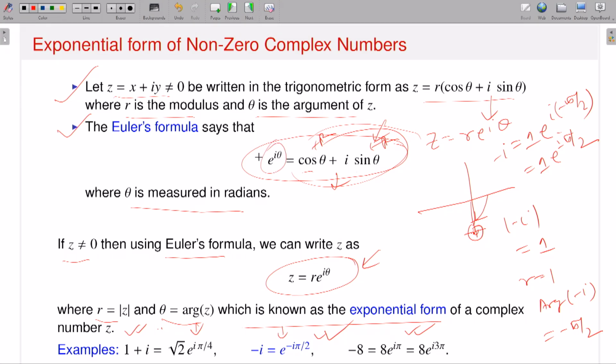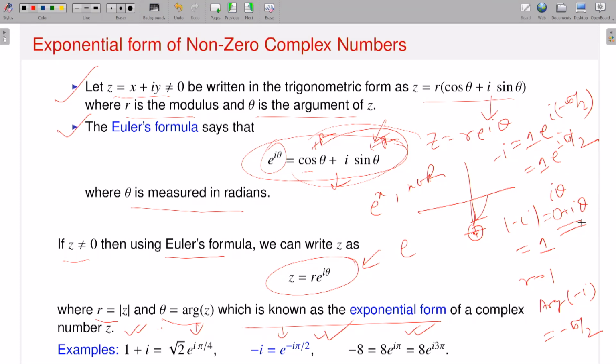Now look at the left hand side. Euler's formula says it is of the form e to the power i theta. You can ask a question: we are comfortable with e to the power x where x is real, but what is the meaning of e to the power i theta? Because theta is real, i theta is also a complex number. That complex number is 0 plus i times theta, of the form x plus iy.